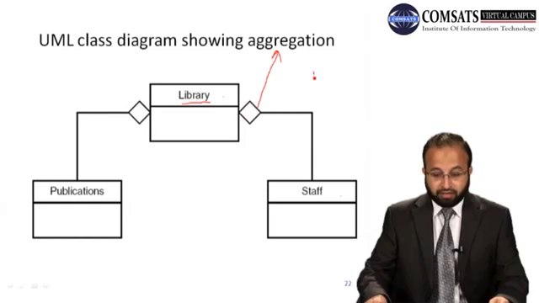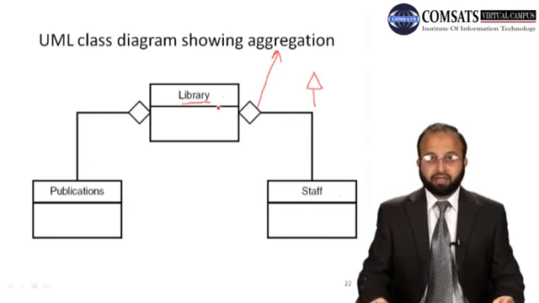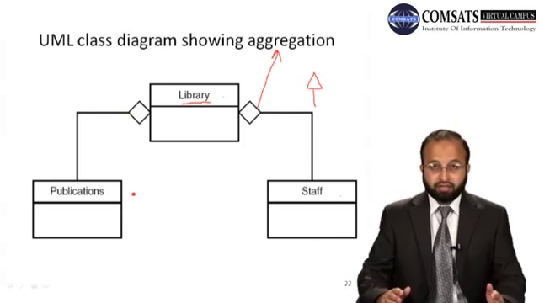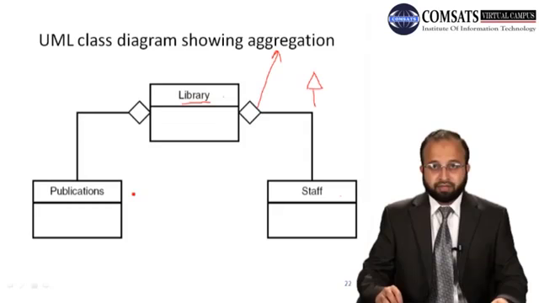If it were inheritance, we would have an empty arrow like this, so that relationship represents inheritance. Then we would say that staff is inherited from library, but that relationship doesn't make sense, right? So library has publications, library has publications. So aggregation represents a has-a relationship, and we have already seen how we can represent this relationship in C++.